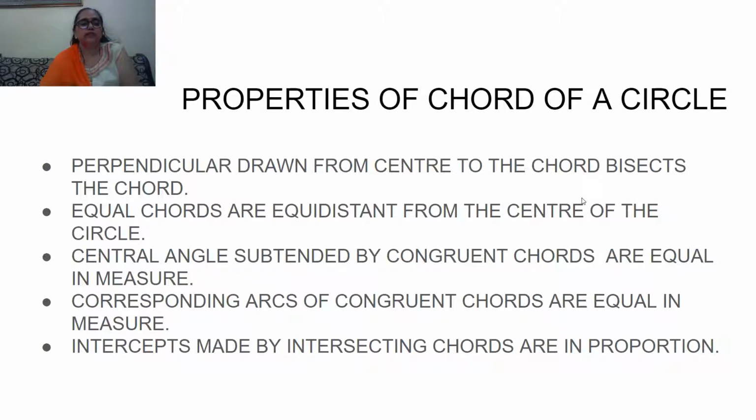Properties of chords of a circle. There are many properties of chords of a circle that we have to prove. That is, a perpendicular drawn from the center to the chord bisects the chord. Equal chords are at equal distance from the center of the circle. Central angles subtended by congruent chords are equal in measure. Corresponding arcs of congruent chords are equal in measure. And the intercepts made by intersecting chords are in proportion.